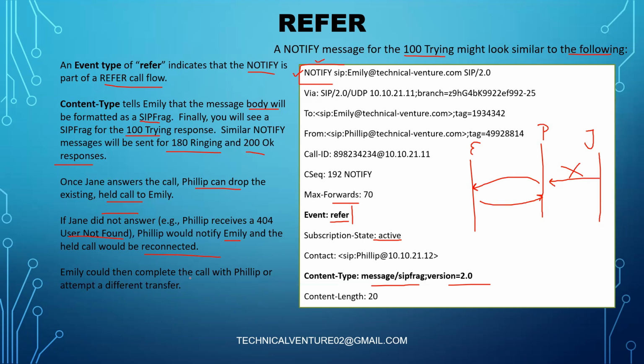Emily could then complete the call with Philip or attempt a different transfer, right? If Jane doesn't respond, Emily can complete the call, like talk with him, or maybe Emily would send a refer request to Philip to transfer it to another one, maybe Alice, maybe Bob, right?